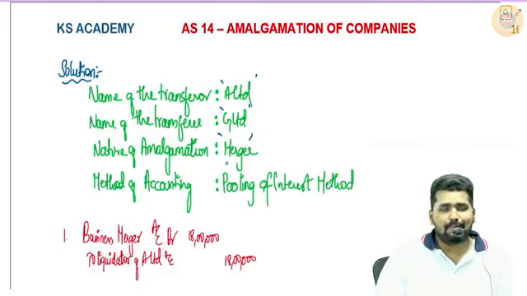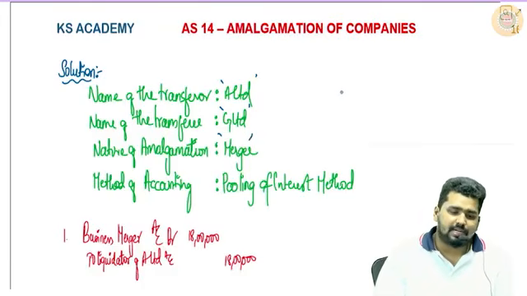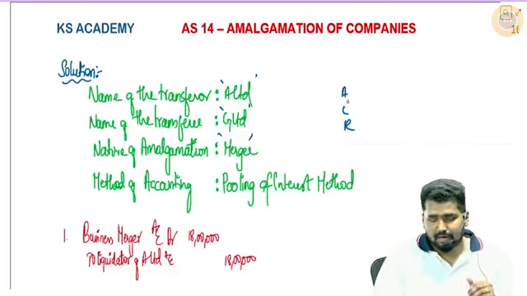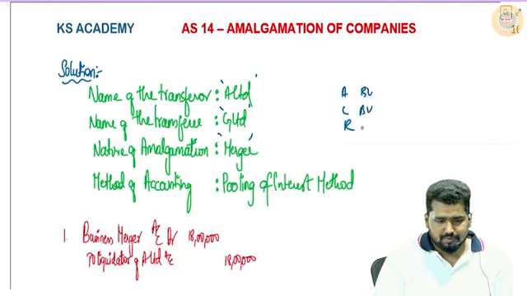Then what method do we have to apply? Pooling of interest method. What is the pooling of interest method? All assets, liabilities, and reserves of the selling company should be incorporated in the books of what? The transferee or purchasing company. At what values? Book value, but adjusted. But what is adjusted?